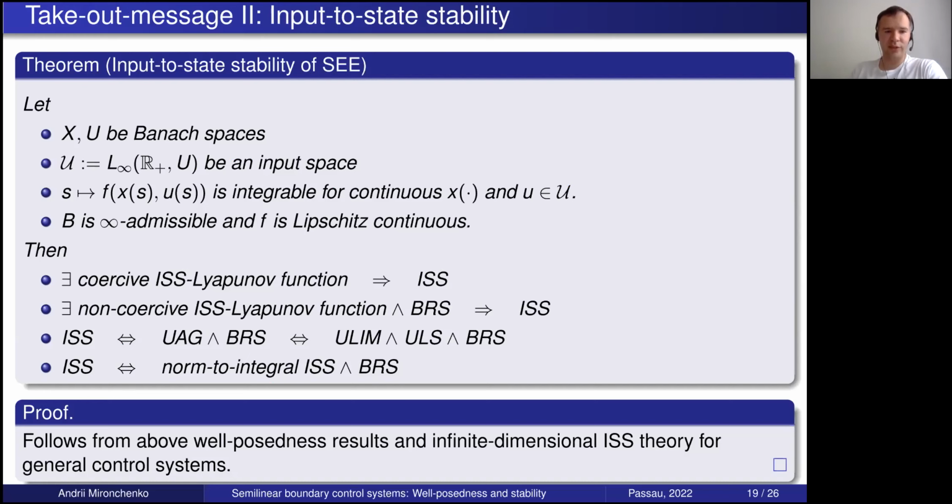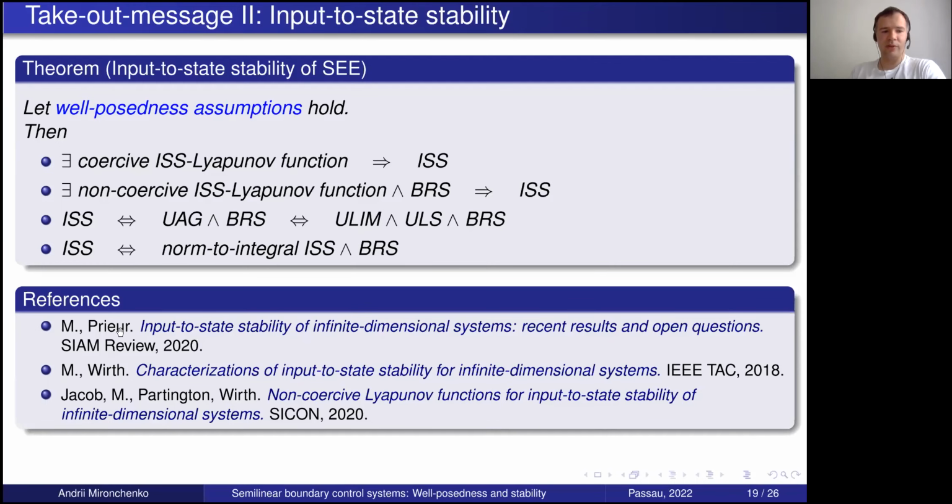But the message is, if we have these structural conditions for the linear operator B and the nonlinearity F, then we can apply all the machinery that has been developed through the last decade in infinite-dimensional ISS theory. That is the main point of this slide. This theorem follows from the main results here and the well-posedness results presented before.